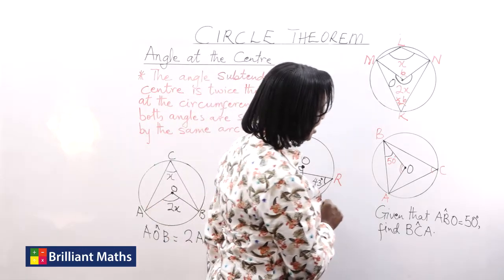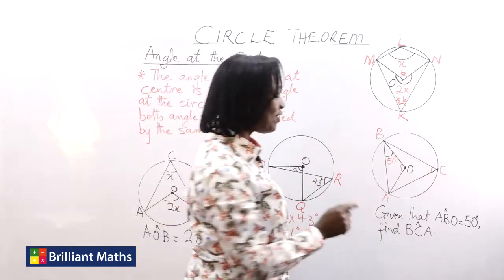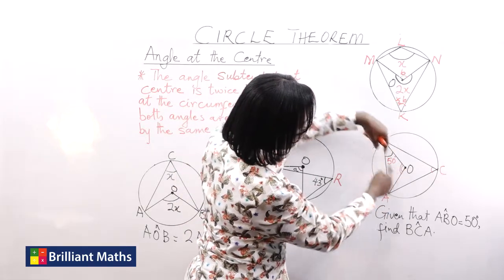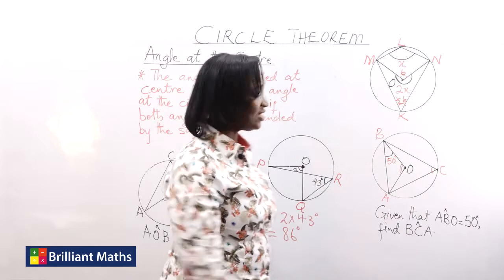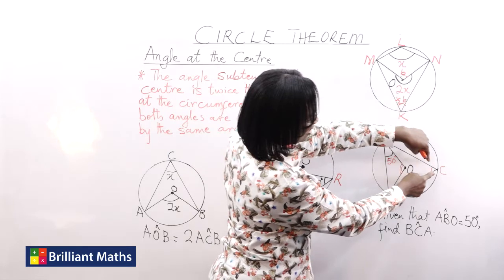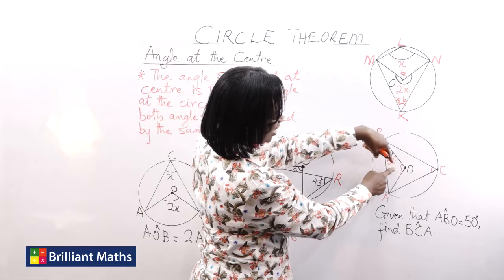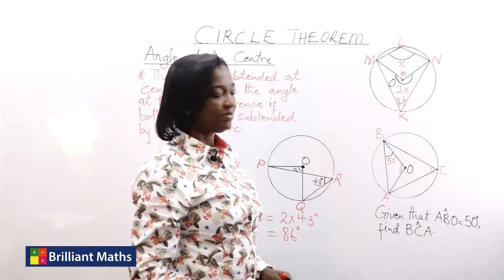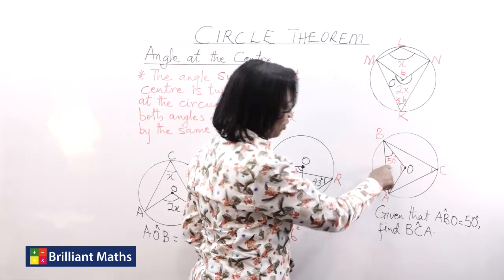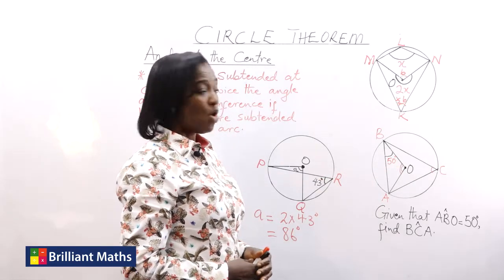We know that the angle at C is supposed to be half of the angle at O, because angle C and O are subtended by the same arc. As you can see, the arc AB subtends that angle at the circumference, and the same arc AB subtends the angle at the center. But we don't have the angle at the center. However, we have one of the base angles. How do we find this angle at the center?